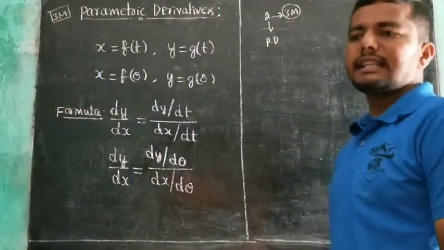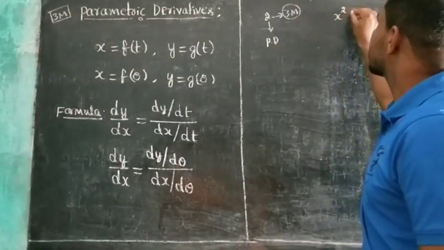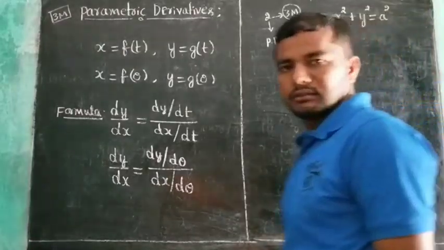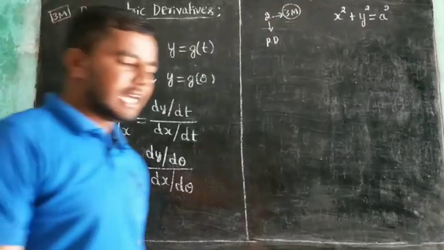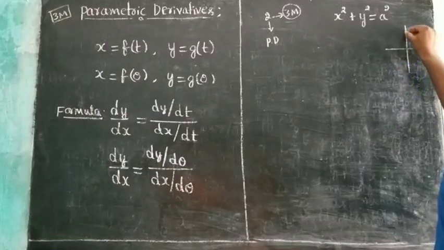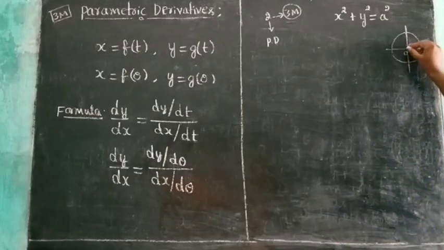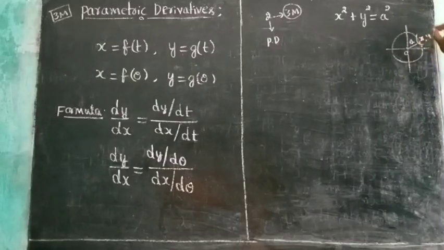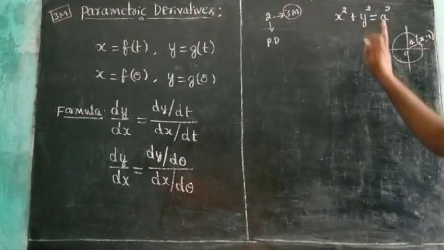For understanding the concept, we have an equation x square plus y square is equal to a square. This is the equation of a circle having its center at the origin, with radius a. If x, y is any point on the circle, then the equation of the given circle is x square plus y square is equal to a square.